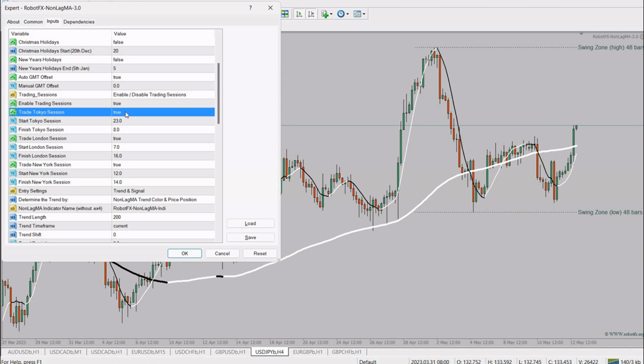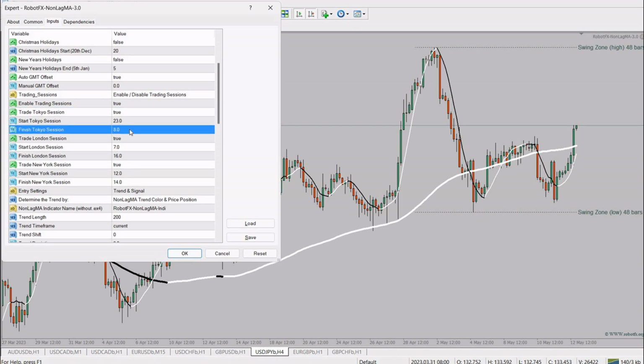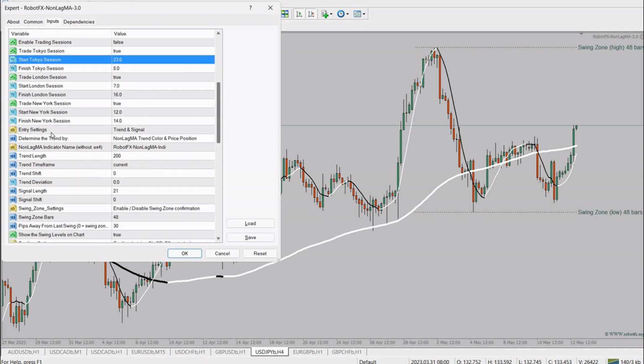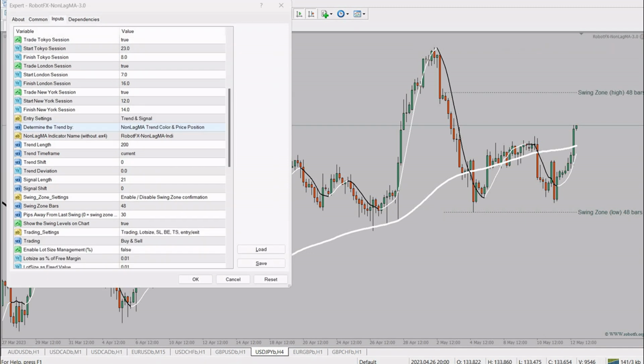Enable it by setting it to true, and enter the start and the finish time of the, let's say, Sydney session, and then you will trade the Sydney session regardless of what's written here, Tokyo session, its name. Right, and this is about the trading sessions. And next, in the expert advisor, we will have the entry settings. Next, we have the trend and signal settings.